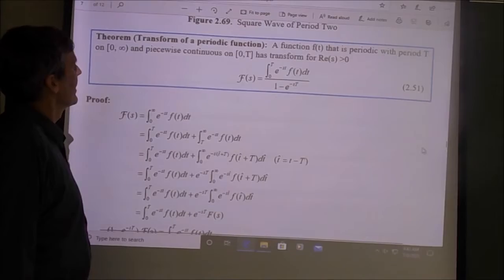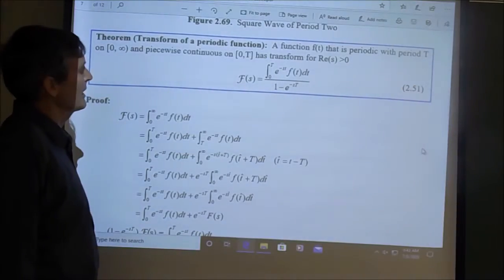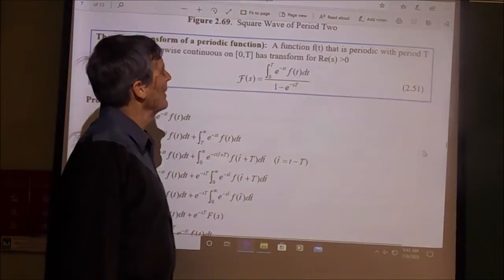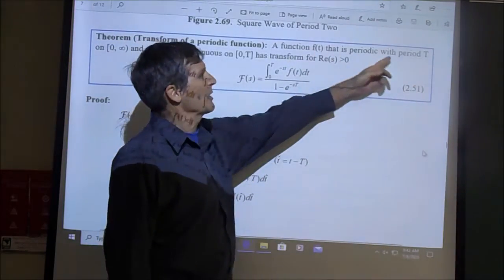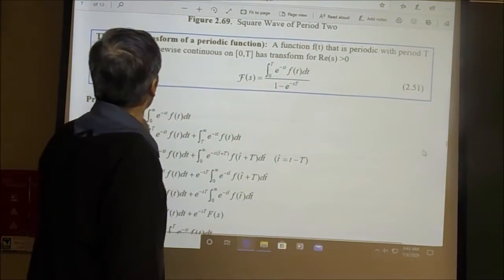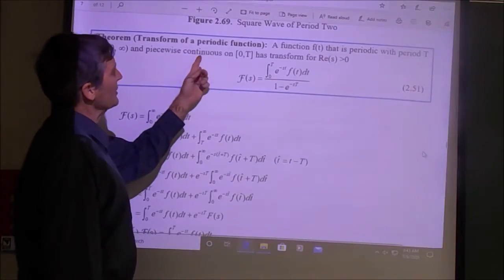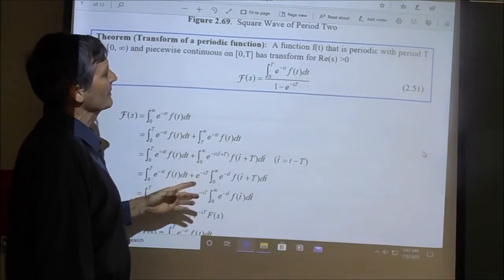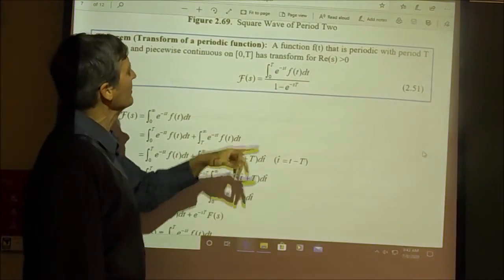Well, if you have a periodic function, it actually has a nice Laplace transform. And it has this theorem: a function that's periodic with period capital T on 0 to infinity and piecewise continuous, like this one was, right? It's actually a continuous function.